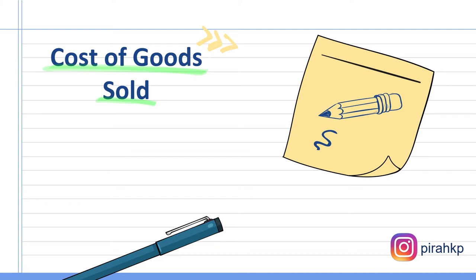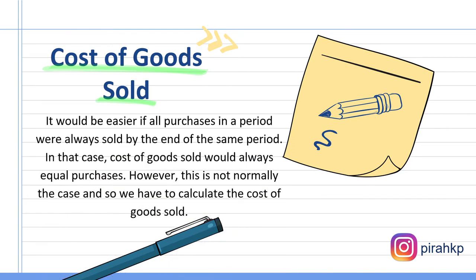It's very likely that you might sell maybe 60, maybe 50, maybe even 20, right? And there's another possibility that you might have books remaining from the previous inventory, right? So that's why we have to consider all those things and then we have to calculate cost of goods sold. It would be easier if all purchases in a period were always sold by the end of the same period, as we just discussed. In that case, cost of goods sold would always equal purchases. However, this is not normally the case, and so we have to calculate the cost of goods sold.